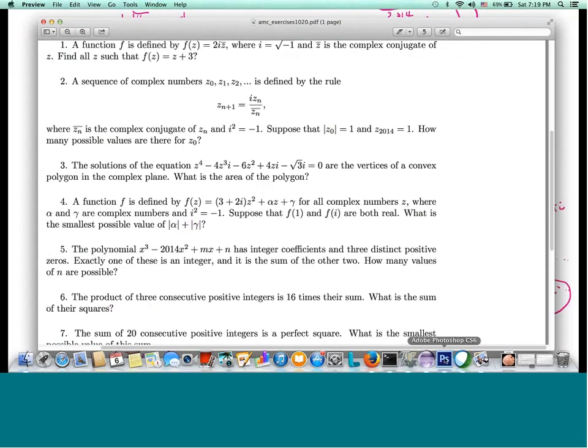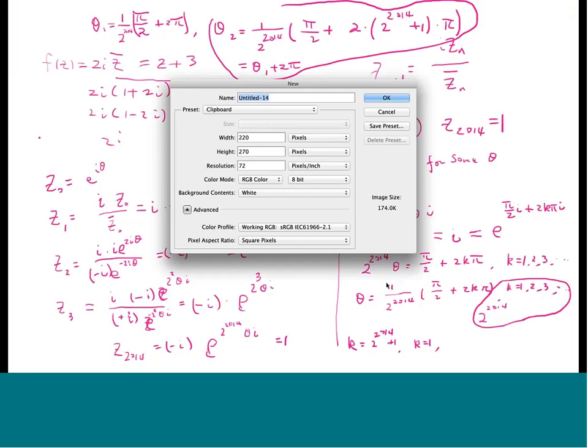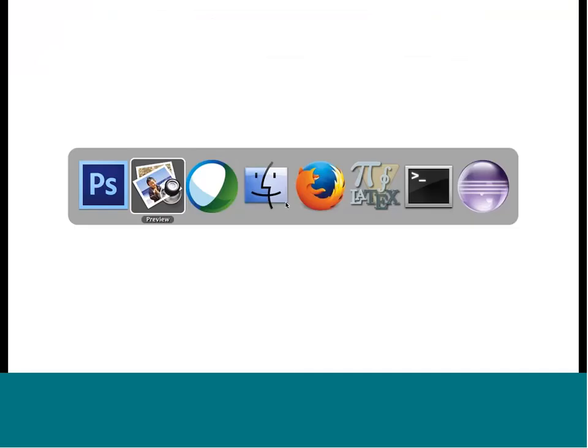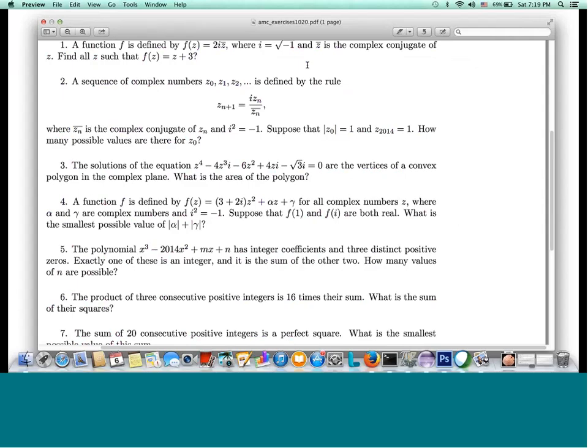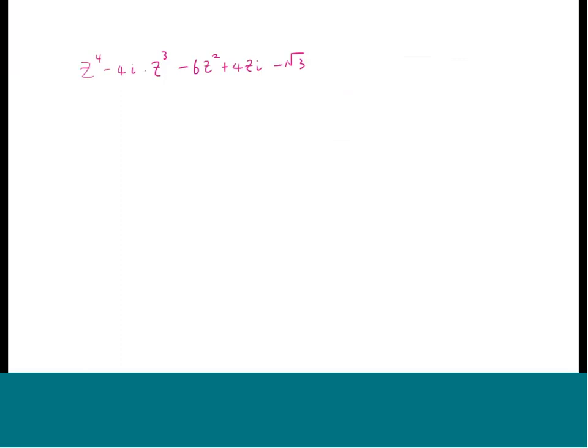Okay, so number 3 is also a little bit tricky. Here is number 3: z to the 4 minus 4iz cubed minus 6z squared plus 4zi minus square root of 3 i equals 0, right?